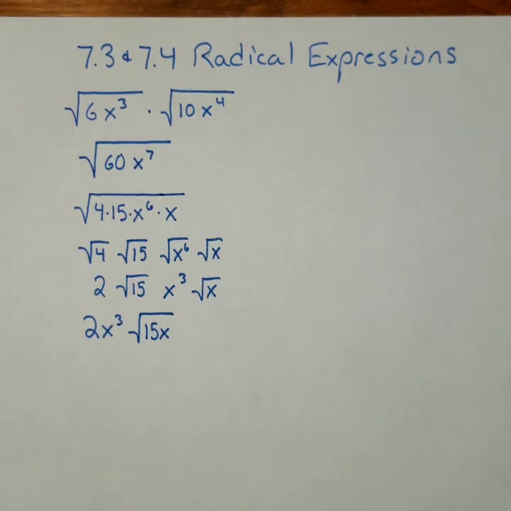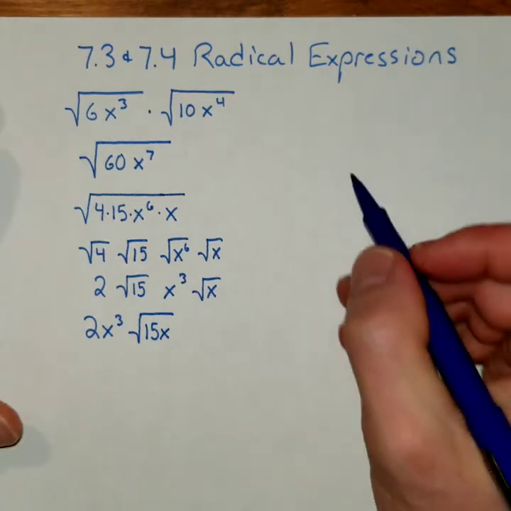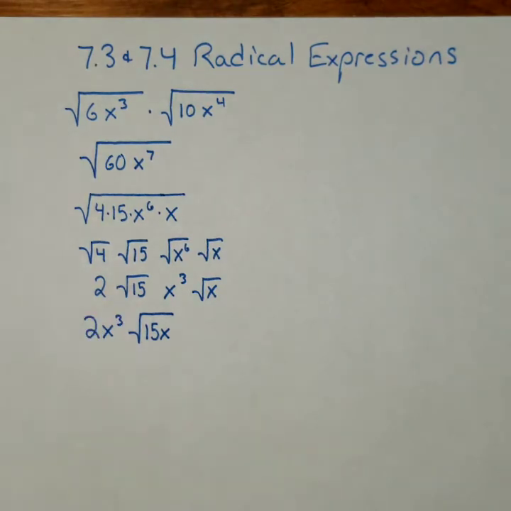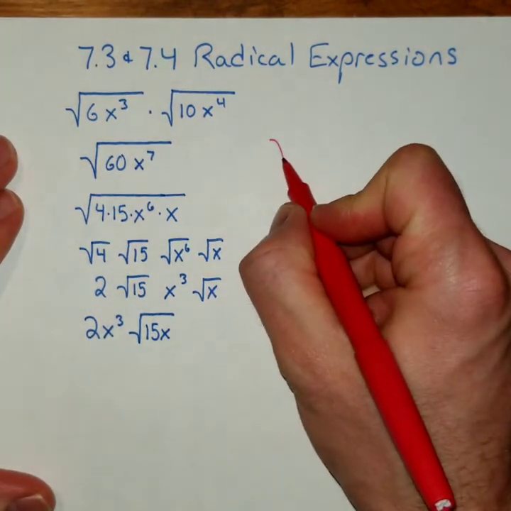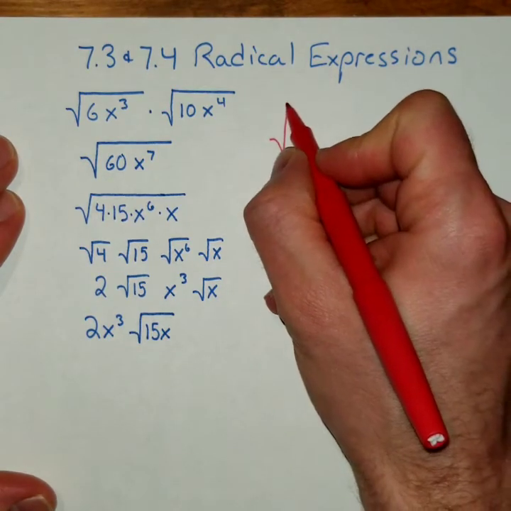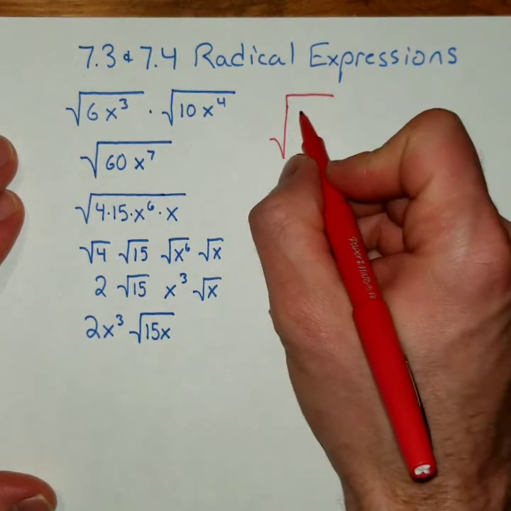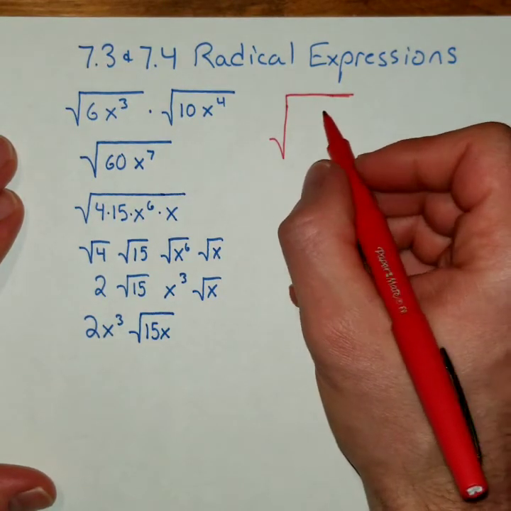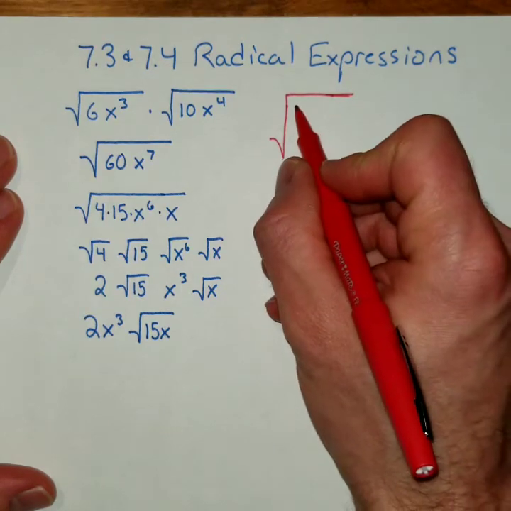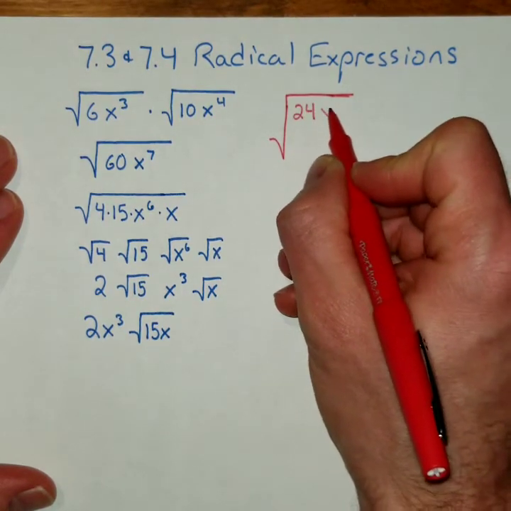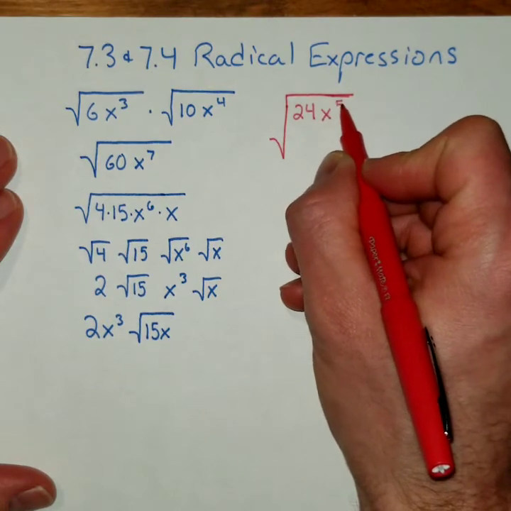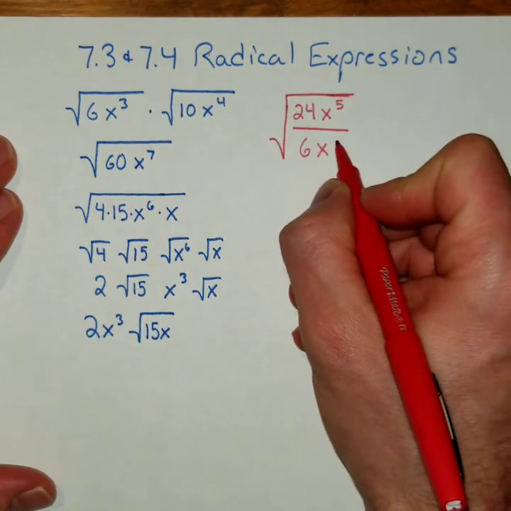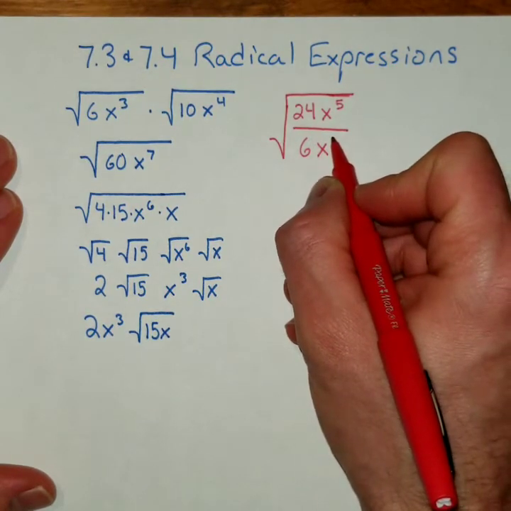Alright, now we can also do some division. We could look at something like, let's see, let's do a square root of, let's see, let's do 24x to the fifth over 6x to the, let's go 11th.